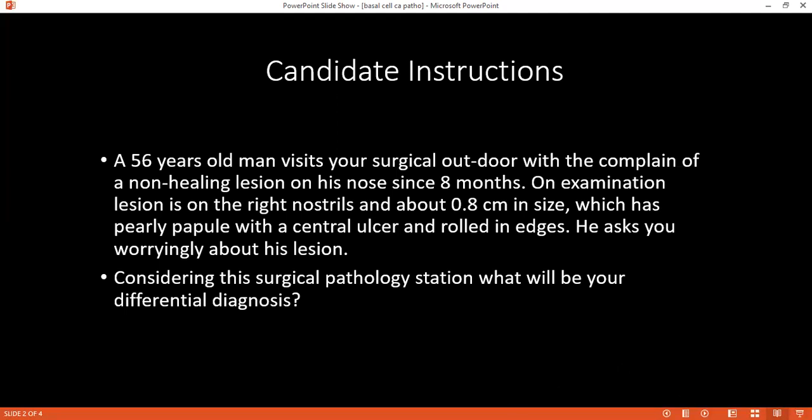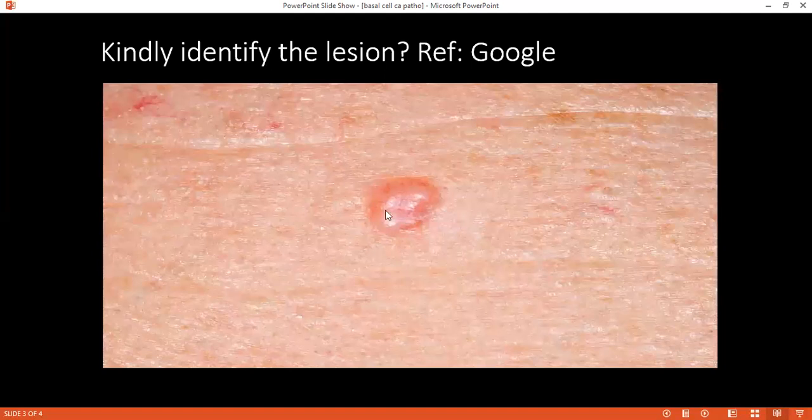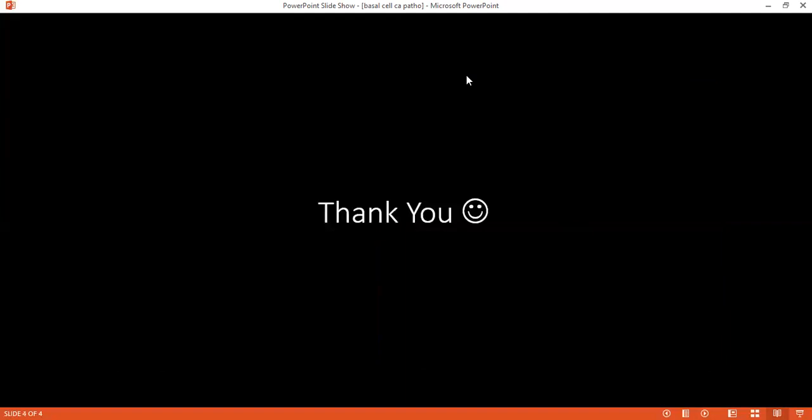Okay, good. Thank you. What do you see? Can you describe? This is a well-defined circular raised lesion with pearly keratin formation on top, with surrounding inflammation and telangiectasia. Possibly this is a specimen of basal cell carcinoma. Good. Okay, thank you. Thank you, ma'am.